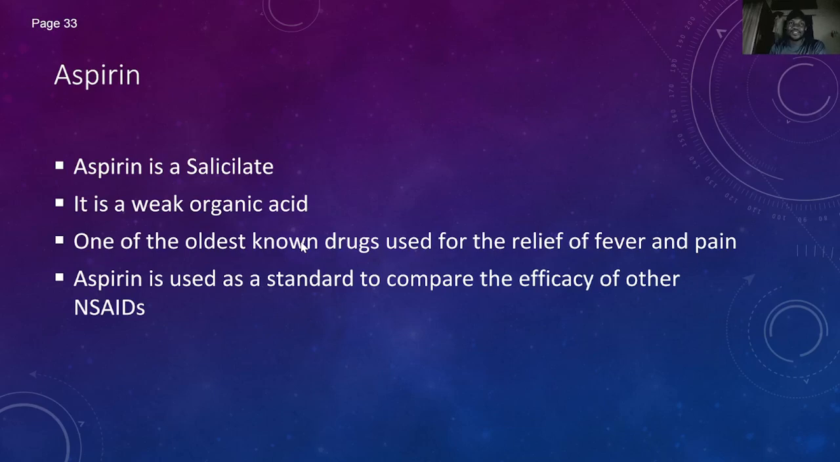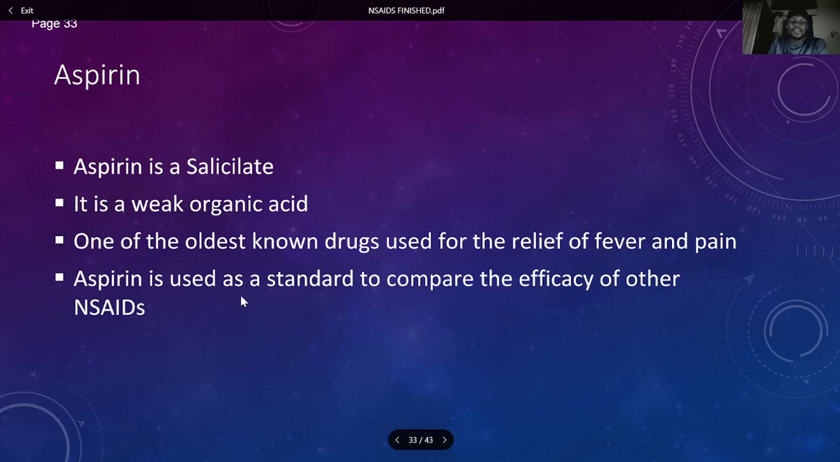Now aspirin is a salicylate. If you remember the classification under the chemical structure, aspirin is a non-selective COX inhibitor and a salicylate. So it is a weak organic acid. It's one of the oldest drugs used for the relief of fever and pain. Aspirin is used as a standard to compare the efficacy of other NSAIDs.